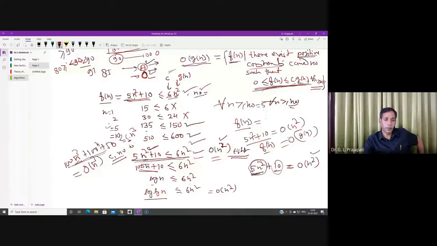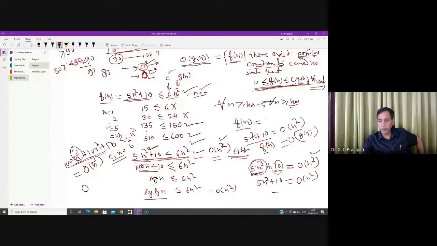But you don't need to worry about determining c and n0 whenever you are analyzing an algorithm. If you have the number of operations like this, you just write the highest order growth term. So in asymptotic notation, if you have 5n square plus 10, you write big O of n square.